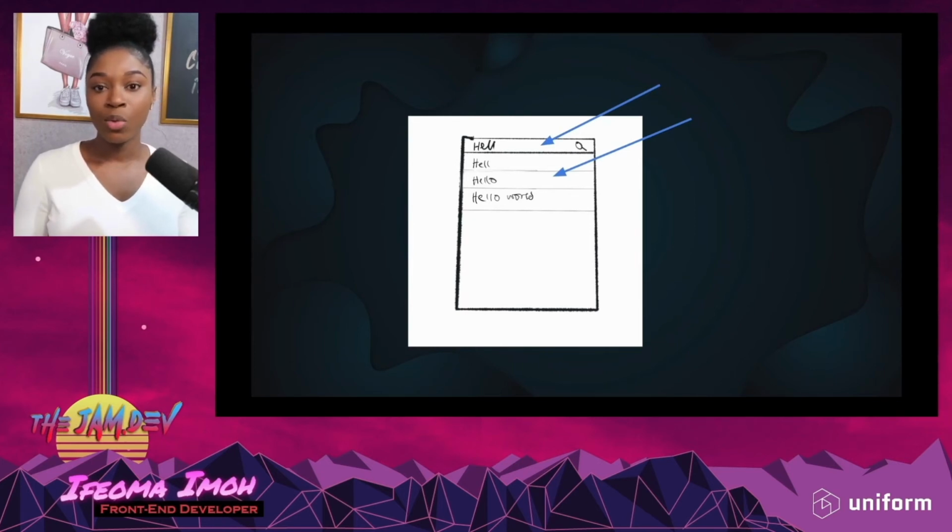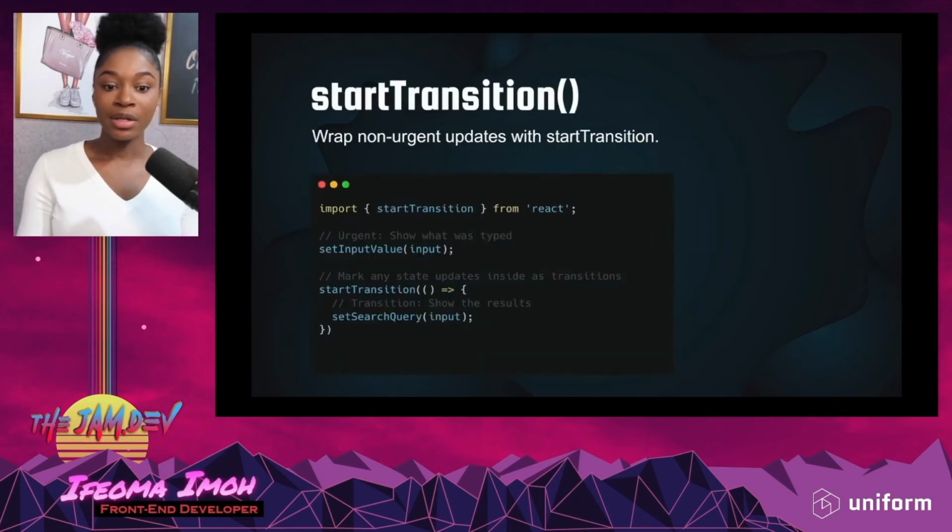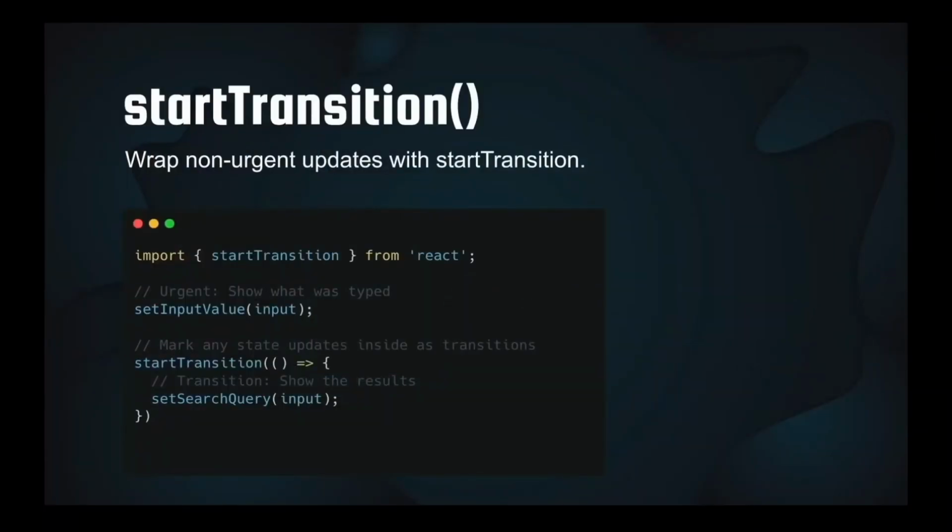Now, there are common ways to work around this, like debouncing or throttling, but in React 18, we have the new StartTransition API. With the StartTransition API, we can tell React which update shouldn't be a priority by wrapping that update in StartTransition. And when we do this, React just knows to deprioritize that update if an urgent update comes in while it's still rendering.